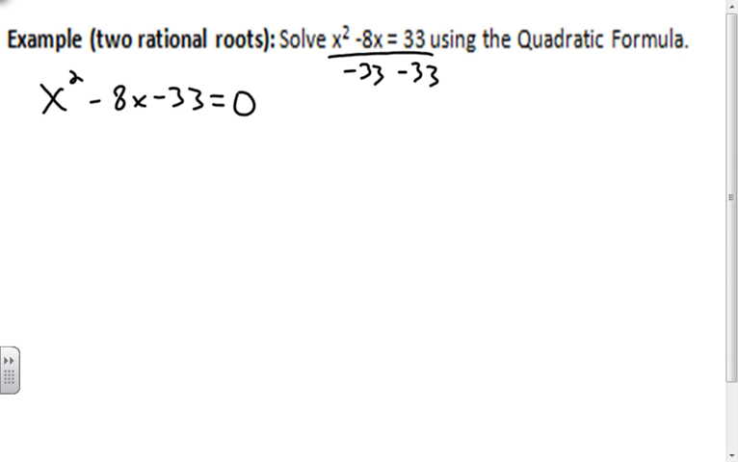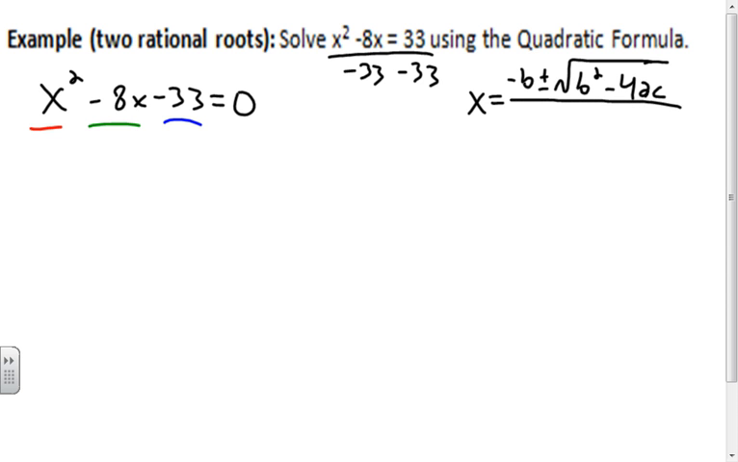In this case, we look at it, we see our a is 1, our b is negative 8, and our c is negative 33. And remember, our quadratic formula says that x equals negative b plus or minus the square root of b squared minus 4ac. So the square root is over all that part. Everything is divided by 2a. So we just plug everything in here.